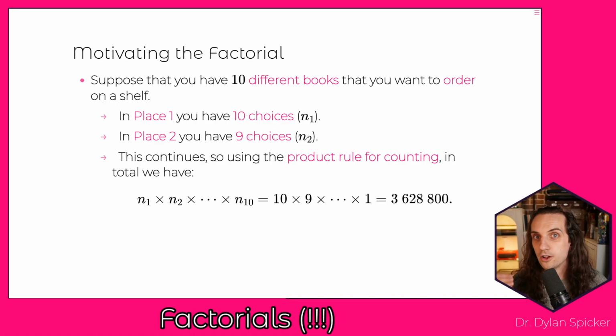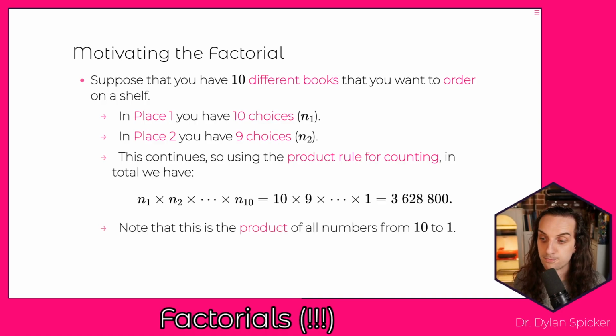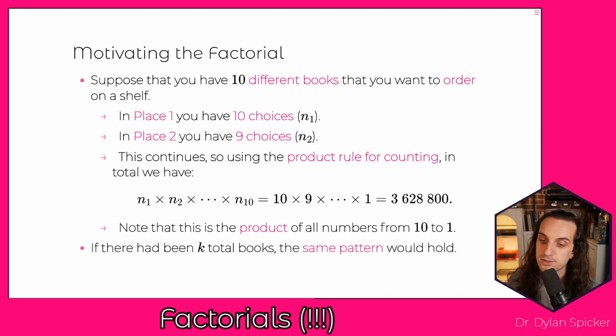And these combinatorial problems are often going to bump into these huge numbers very shortly. And so as a result, we tend to want to have shorthand ways of writing these numbers down. The other thing is, if we notice what we've actually done here, we've multiplied all of the numbers starting at 10 all the way down to 1. And this is really what the factorial is going to do. So we have the product of all numbers from 10 down to 1. If there had been k total books, we would have had the same pattern, except instead of starting at 10, we would have started at k.